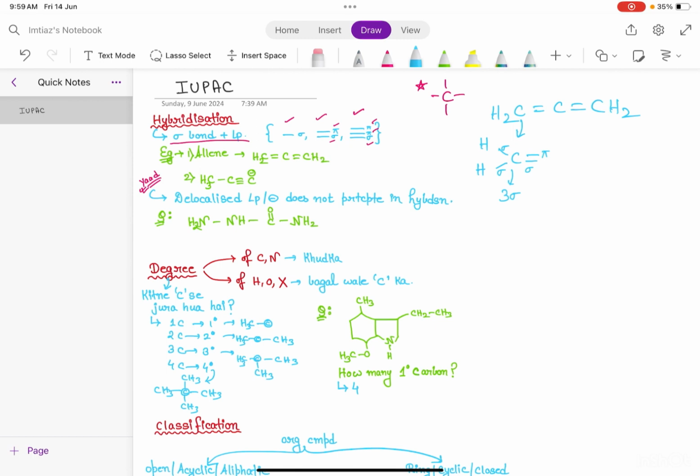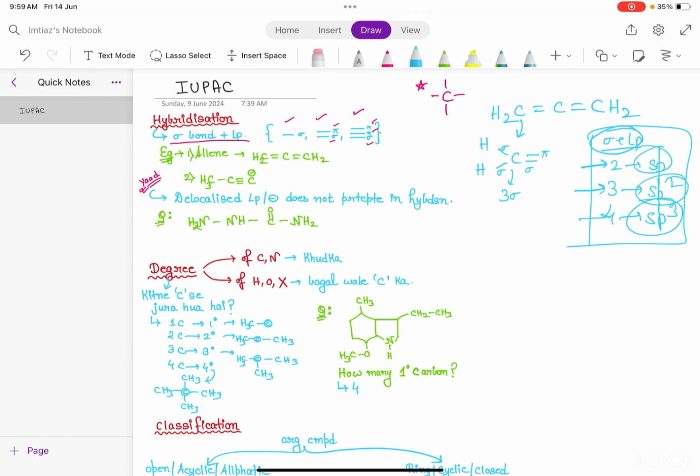Now hybridization, if it is the sigma plus lone pair, if it comes to be 2, hybridization is sp. If it is 3, it is sp2. If it is 4, it is sp3. Right now just remember this. What is sp, what is sp2, what is sp3? We'll deal with it in organic chemistry chemical bonding, but right now just remember that if sigma plus lone pair comes out to be 2, it is sp hybridization. If it is 3, sp2. If it is 4, it is sp3. Just remember it right now.